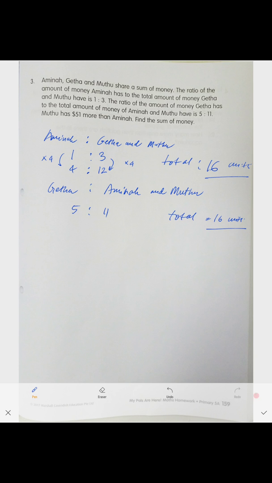We need to think about our three quantities. It means that Amina has 4, Geta has 5, right? And now we can rewrite these two ratios into a ratio with 3 girls. Amina has 4, Geta has 5, and Muthu has the rest, and the rest is 7. Alright? Okay, this is what we got. 4:5:7. And they tell us in the last sentence, Muthu has $51 more than Amina.